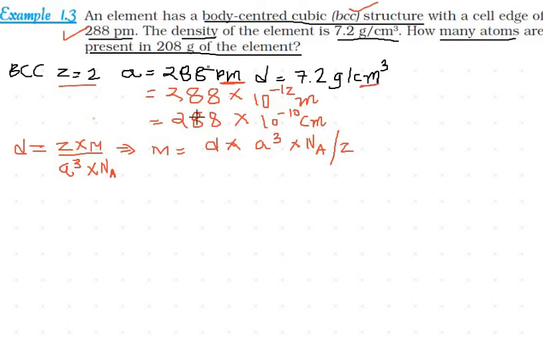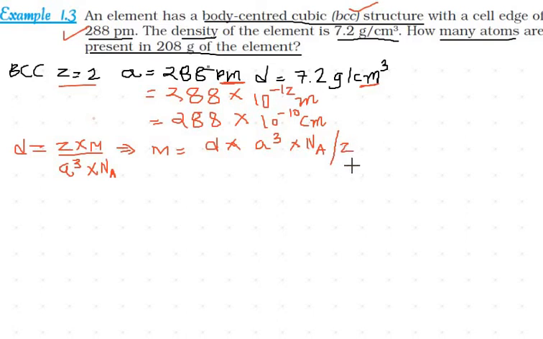So now I am only left out with what? I am left out with M, because Na is the Avogadro number which is constant. So what I am supposed to find? I am supposed to find this capital M. So I have made this formula as the subject M. If M is made the subject, this is cross multiplied and the formula becomes D into A cube into Na divided by Z. Okay.